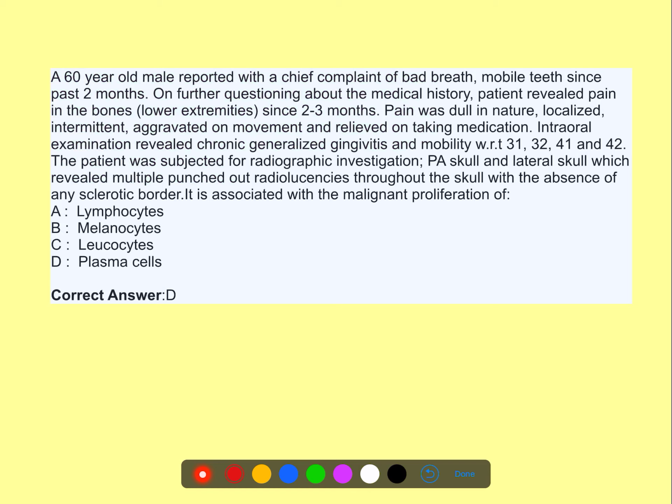Here this is a clinical scenario, which is both radiographic and clinical. A 60-year-old male reported with a chief complaint of bad breath and mobile teeth since 2 months. On further questioning about medical history, the patient revealed pain in bones since 2 to 3 months. The pain was dull in nature, localized, intermittent, aggravated on movement and relieved on taking medication.